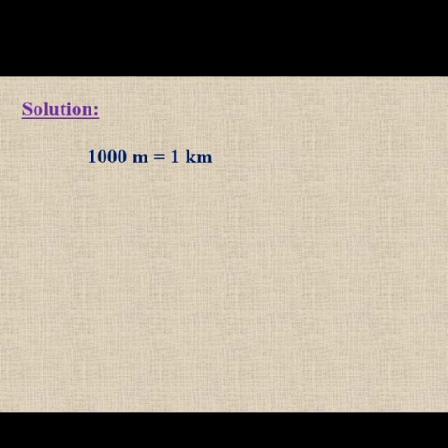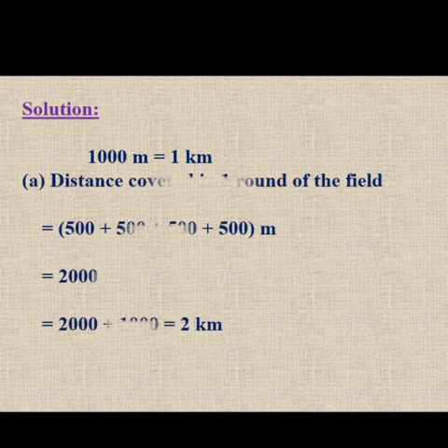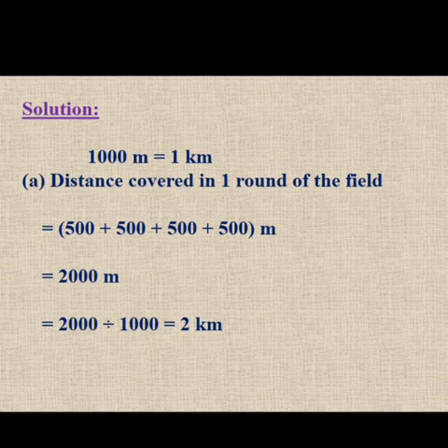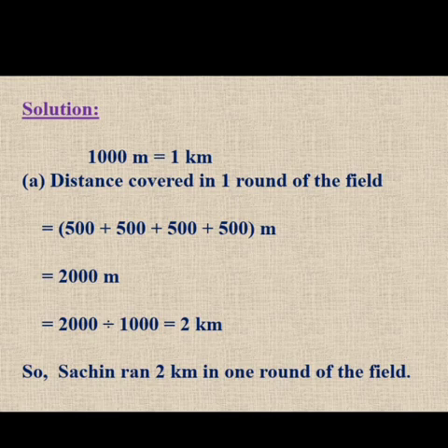Students, you all know that 1000 meter is equal to 1 kilometer. Now, the distance covered in one round of the field is equal to 500 plus 500 plus 500 plus 500 meter. Now, if you add them, you will get 2000 meter. As you all know that 1000 meter is equal to 1 kilometer, therefore 2000 meter is equal to 2000 divided by 1000 is equal to 2 kilometer. So Sachin ran 2 kilometer in one round of the field.